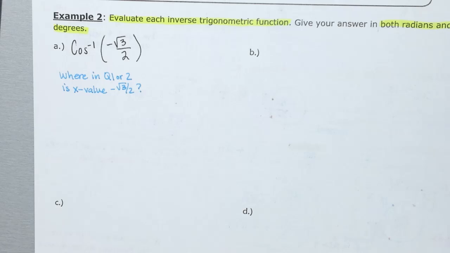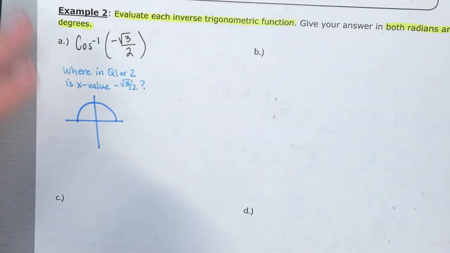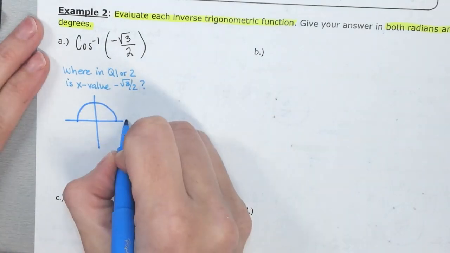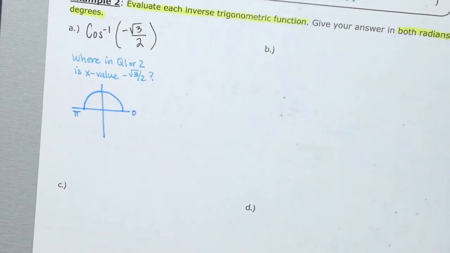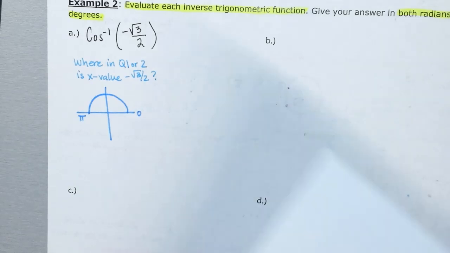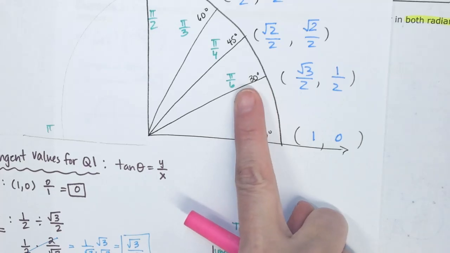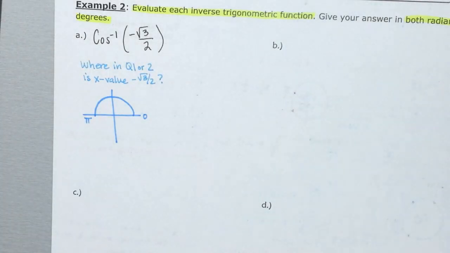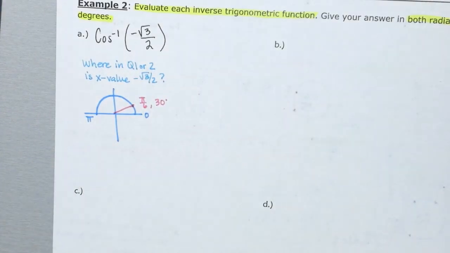Because it's just quadrant 1 and quadrant 2, I'm just going to draw the upper half of the circle because that's my range from 0 to pi. We are going to use our quadrant 1 to figure out where the x value is root 3 over 2. How did I know it was the x value? For this cosine. If you look at your quadrant 1, the x value is root 3 over 2 at pi over 6, or 30 degrees.